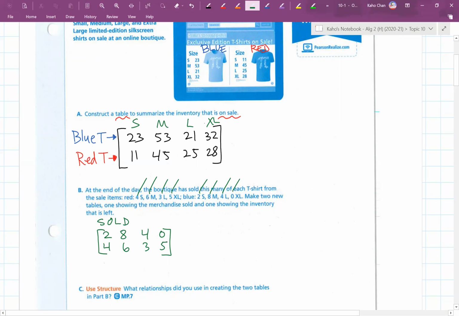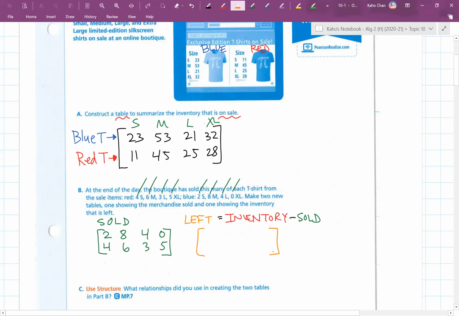Now, what's left would be how much they had and then how much they sold. You would have to subtract it. So left equals the inventory that we have above, and we're going to subtract the sold numbers that we have next to it. And we're going to just do some quick mental math there. That shouldn't be too bad, I don't think.